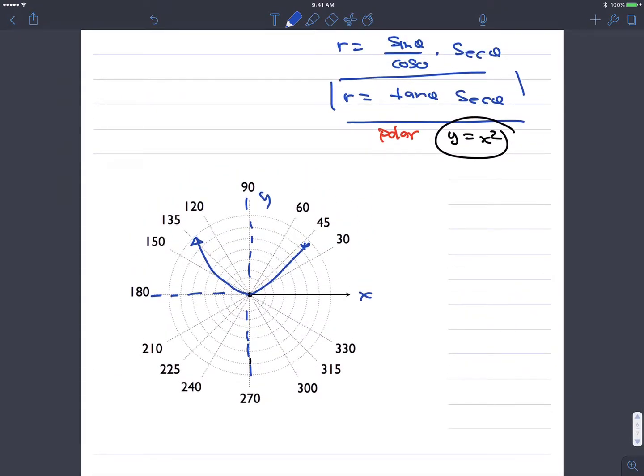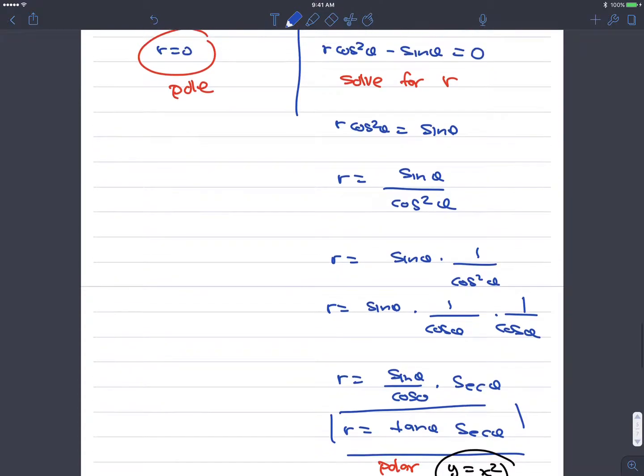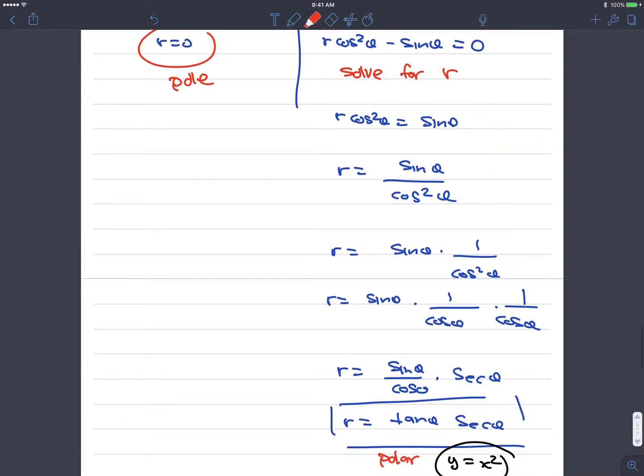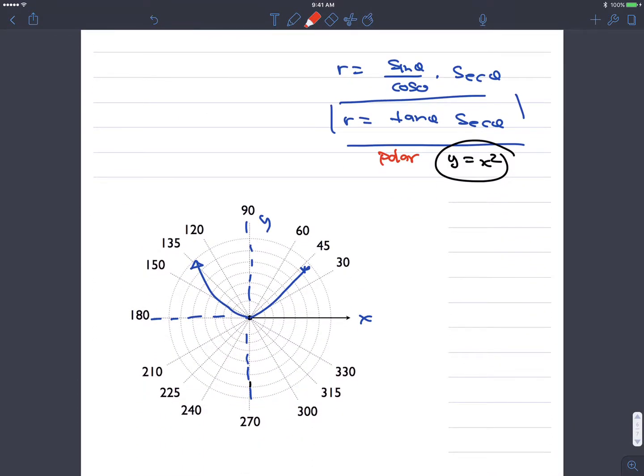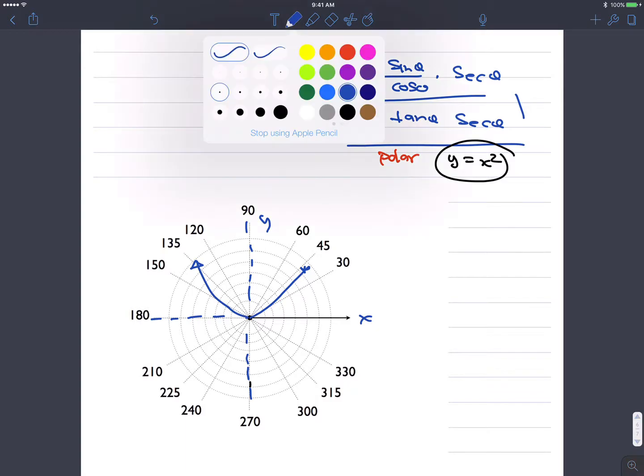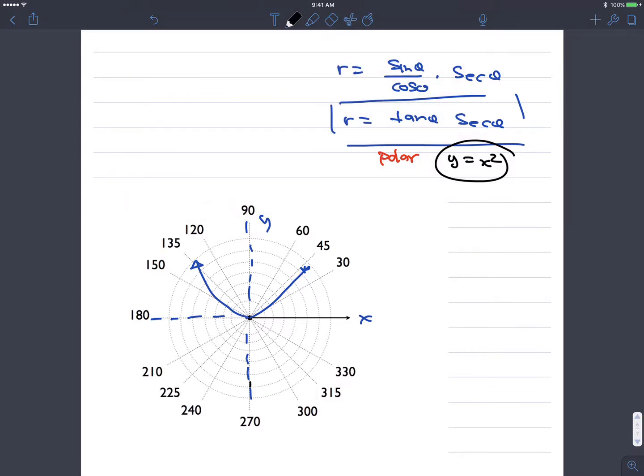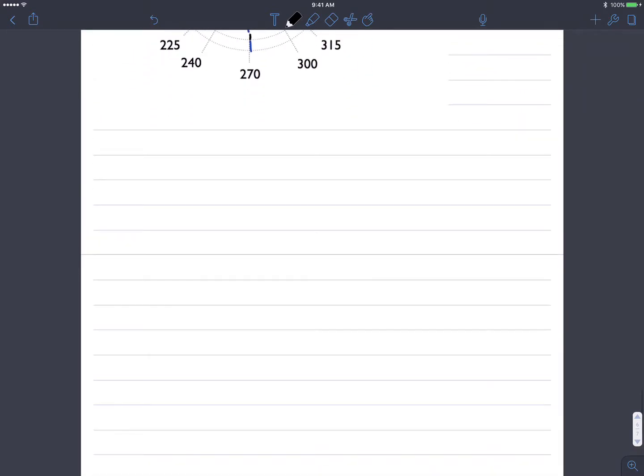Okay, notice the pole here. We say you have that pole here. Notice the pole is actually plotted on this graph. Anyway, let's see some more. We got circles, we got lines. Let's say, for example, let's go through another general equation.